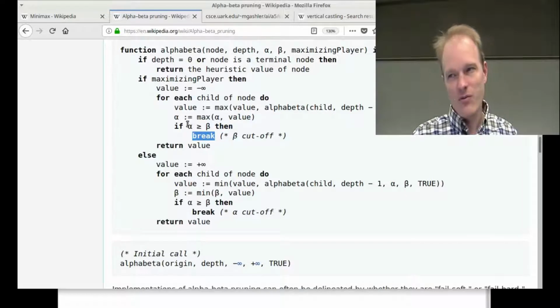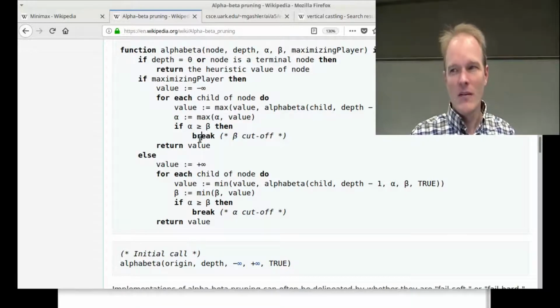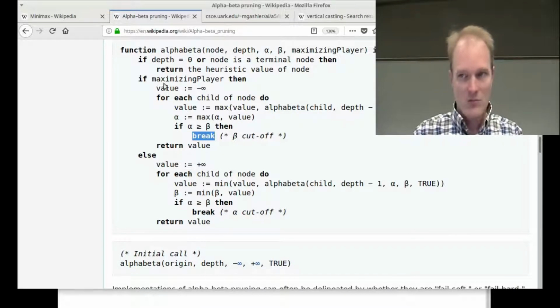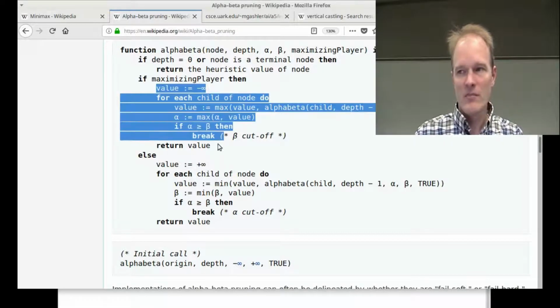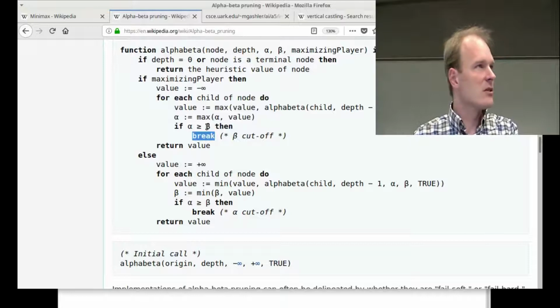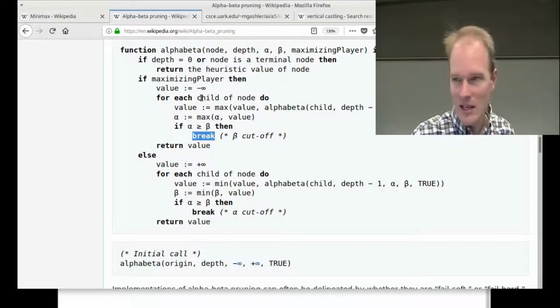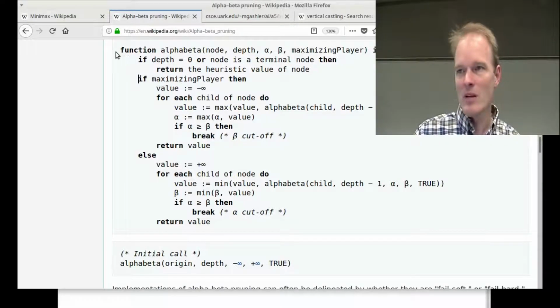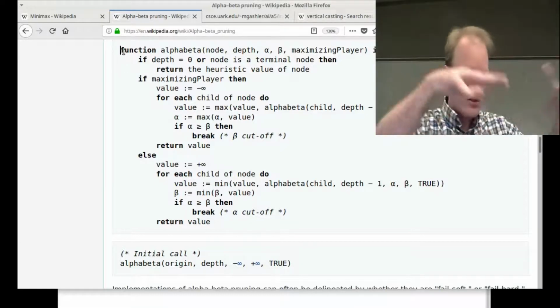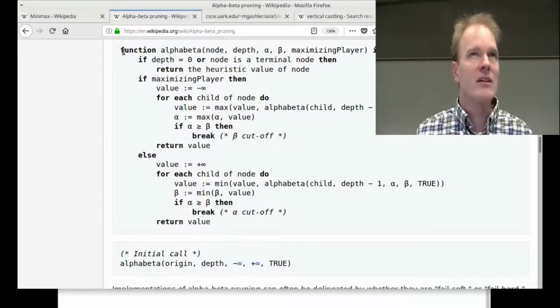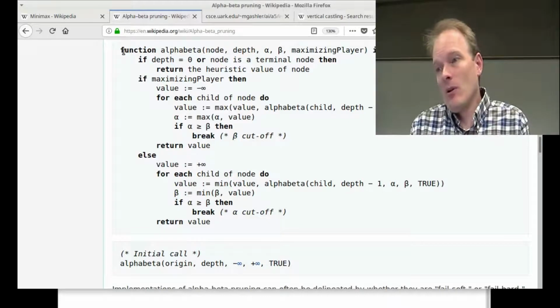Okay? If what you can do is so great that you'd never be chosen, then we might as well just quit now. Stop looking for any better child nodes because the parent would never choose us anyway, and now we can do minimax while not bothering to search branches that don't have a chance. That's it. That's the whole algorithm.